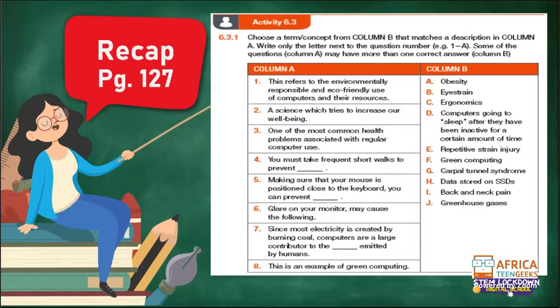Then number 4: you must take frequent short walks to prevent. Why do you need to take short walks? What do you want to prevent?